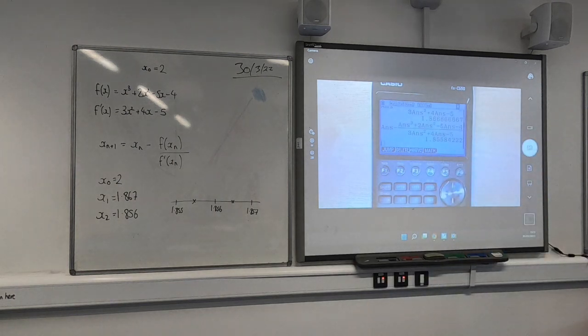Now, we haven't actually shown that it's that to 3 decimal places. We've just done what we're told. They said do it twice and round it to 3 decimal places. I'm intrigued though, so let's just see what happens. Yeah, it seems to stick at 856, doesn't it?